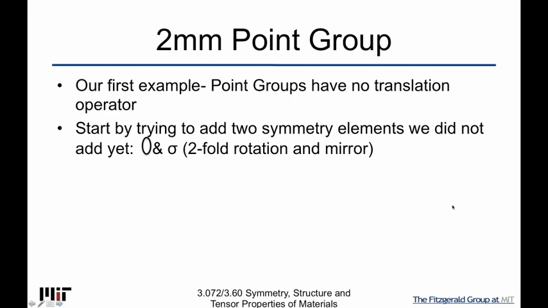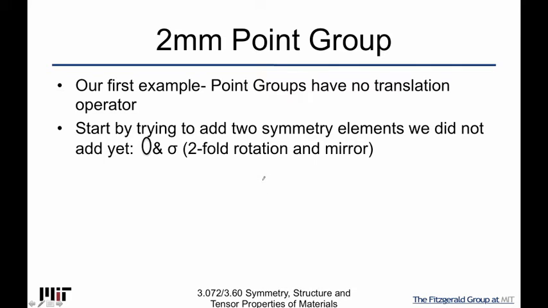So we're going to start off by creating what's called the 2mm point group, and we'll talk a little bit about the notation in a second. But we'll derive this by inspection, more or less. So we're going to create the 2mm point group, which doesn't exist yet. We've talked about 2, which is a twofold axis, but we haven't talked about 2mm. And we've talked about m, which is a mirror plane, but we haven't talked about the two together. So our first example, again, no translation operator, and we're going to add these two. So let's just do it by inspection.